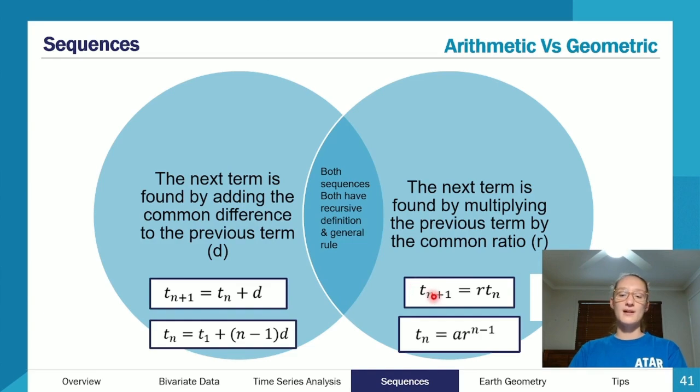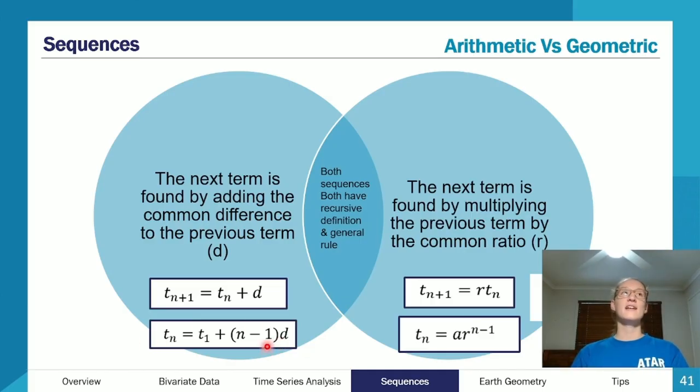We've got Tn plus 1 equals R, our common ratio, multiplied by Tn. So to find the next term, take the previous term, or the current term we're looking at, and multiply it by that factor, that common ratio, which is what we're multiplying it by every single time. This formula here is our general rule, or explicit definition, of our arithmetic sequence.